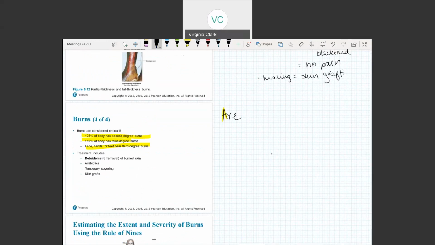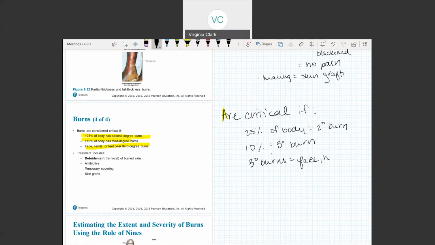Burns are critical if there is 25% or more of the body in a second degree burn. So that means you have blisters on 25% or more of your body. It's critical. 10% of your body in third degree burn, which means you are critical. And if there are third degree burns on areas of face, hands, and feet, that is when it is also considered critical.